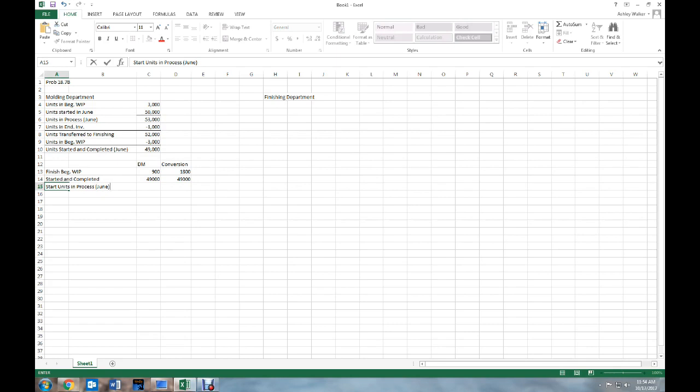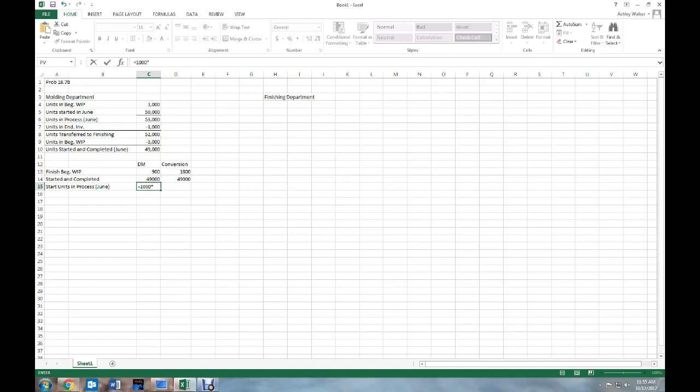So if we go look, our units in process were 1,000 units. Where did we get 1,000? We need to go look at what our ending inventory was. Because remember, our costs are going to be incurred as we produce things. Our ending inventory has been started, so we need to know what went into starting that ending work in process. Okay. So we know we have 1,000 units.